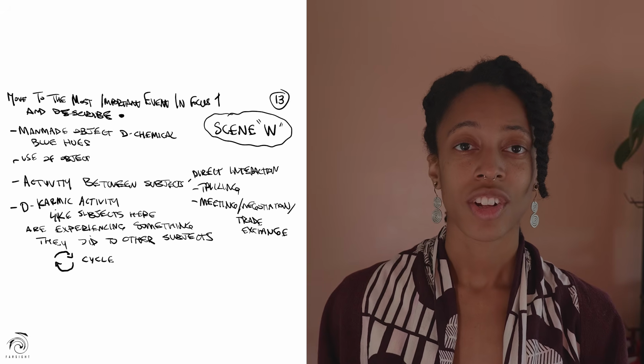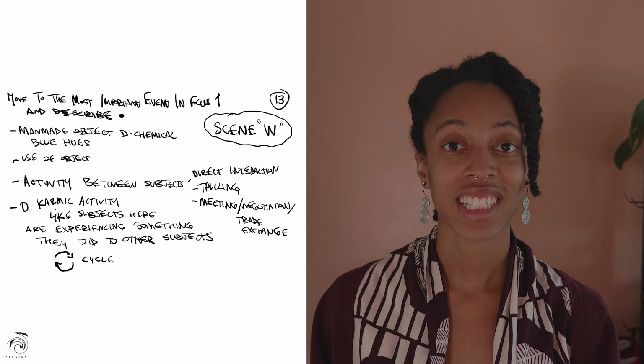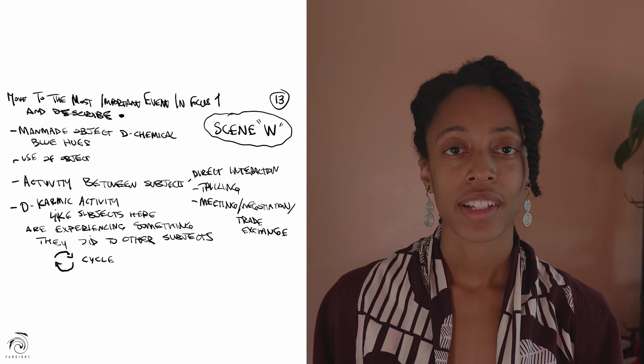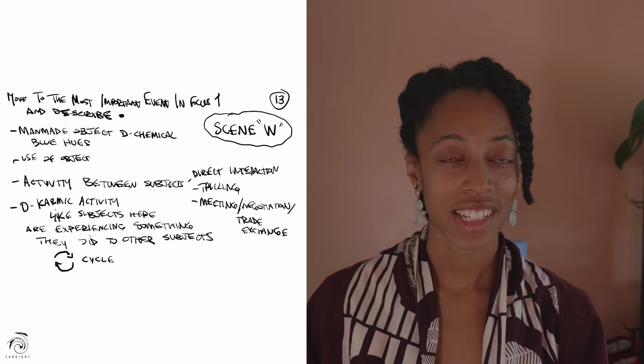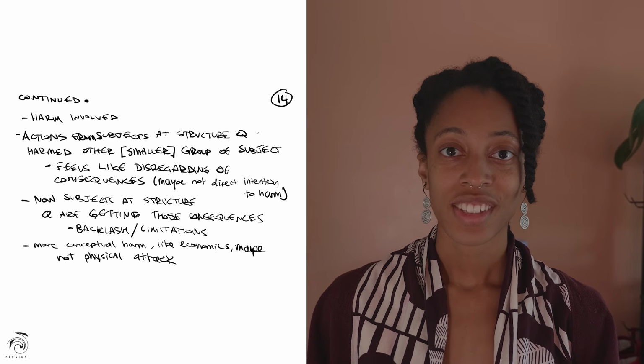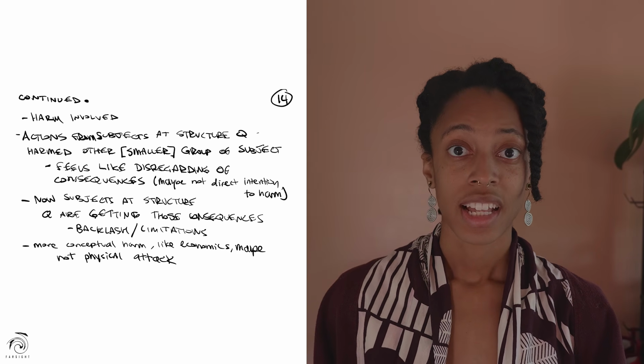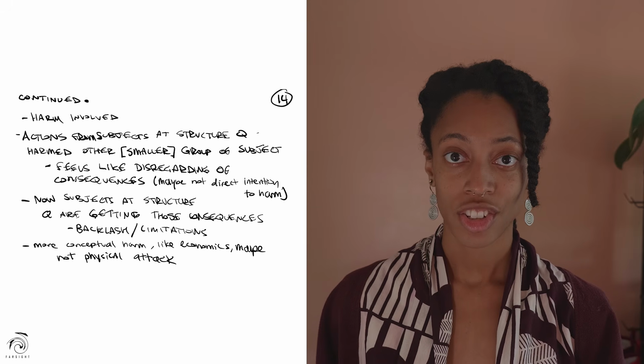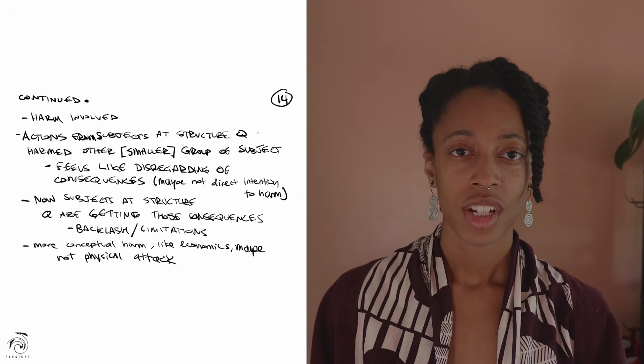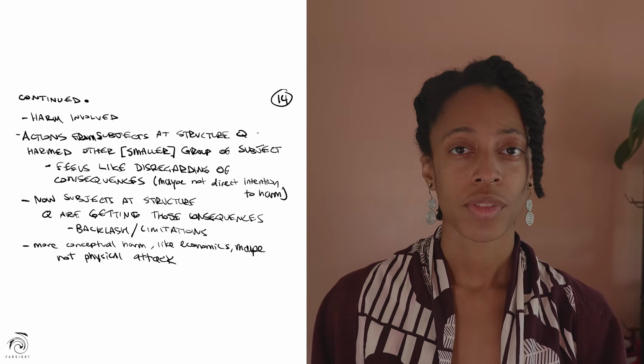I'm deducting that there's also some karmic activity here, like subjects are experiencing something that they did to other subjects, like a cycle. It does feel like there's harm involved, like actions from the subjects at structure Q have harmed other, what felt like smaller groups of subjects.